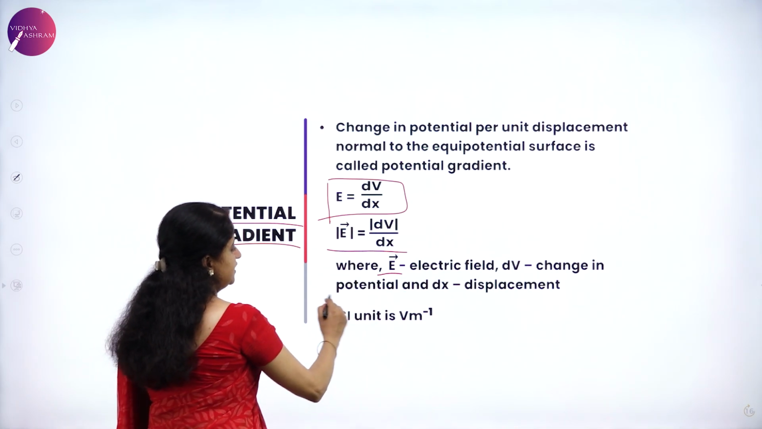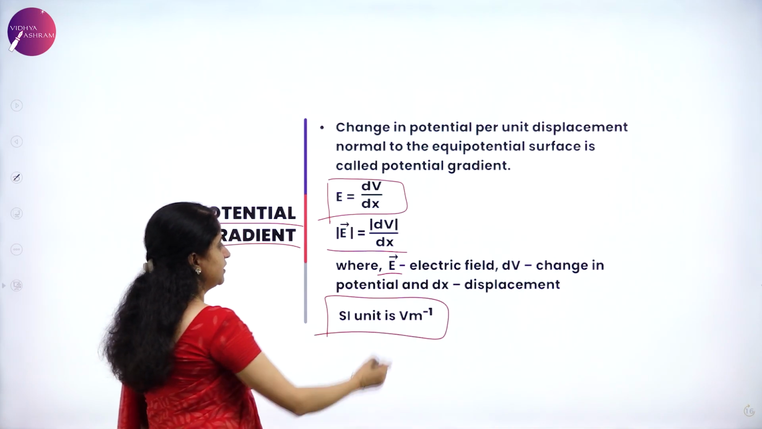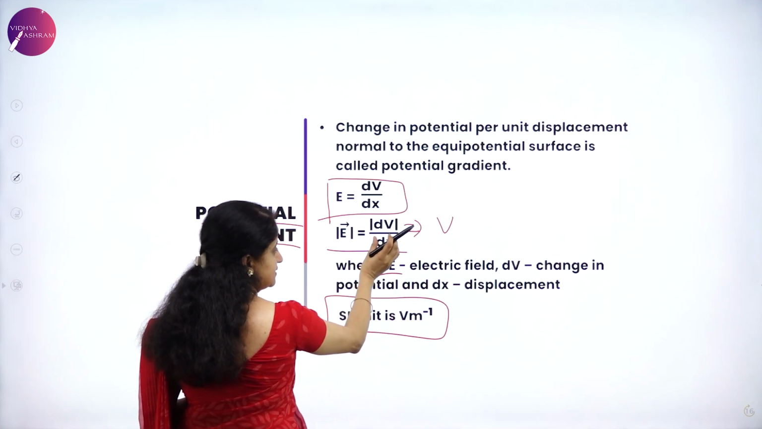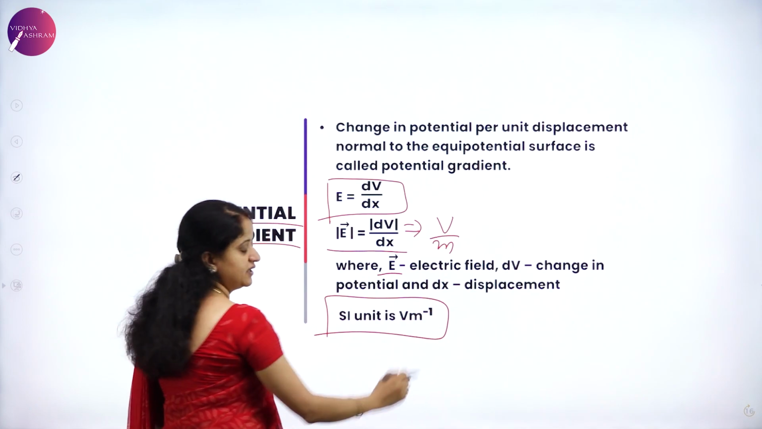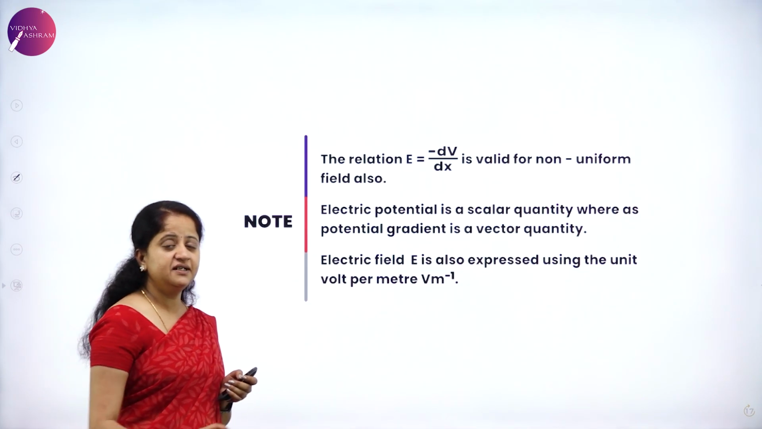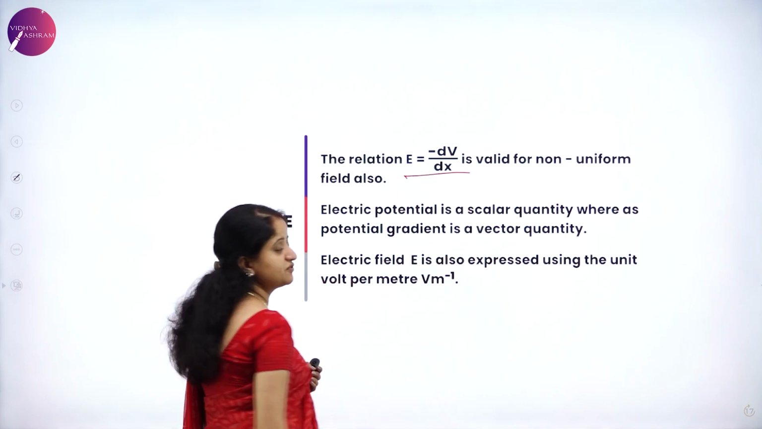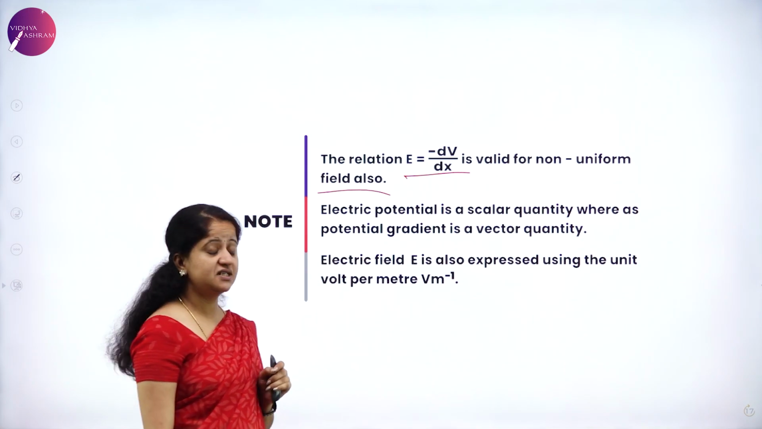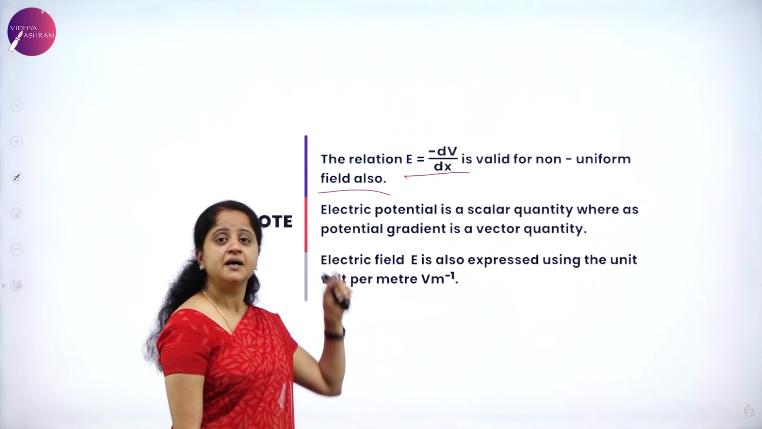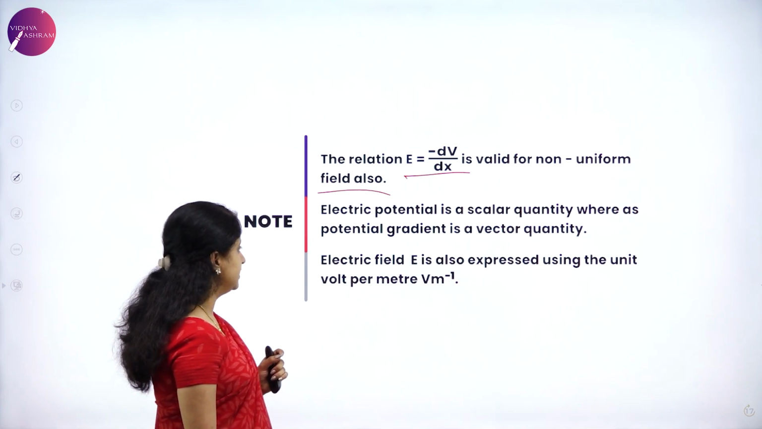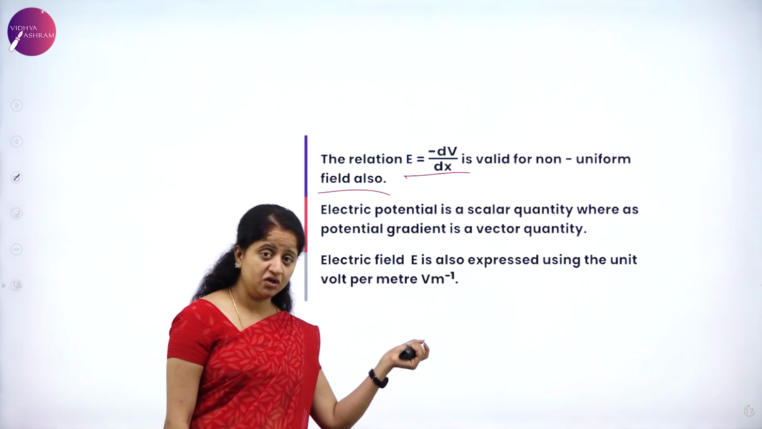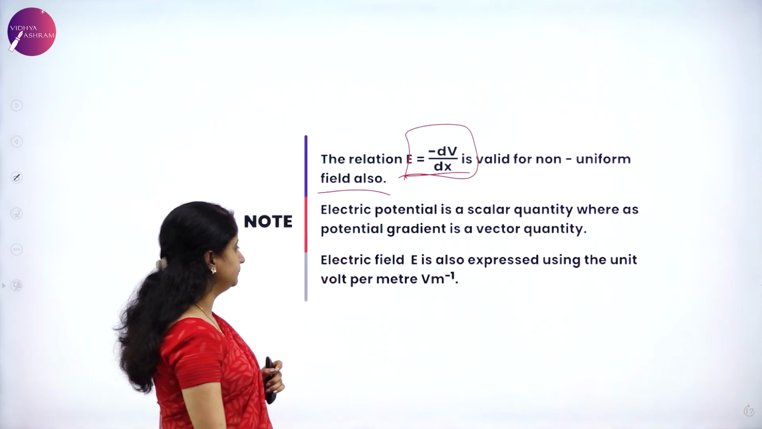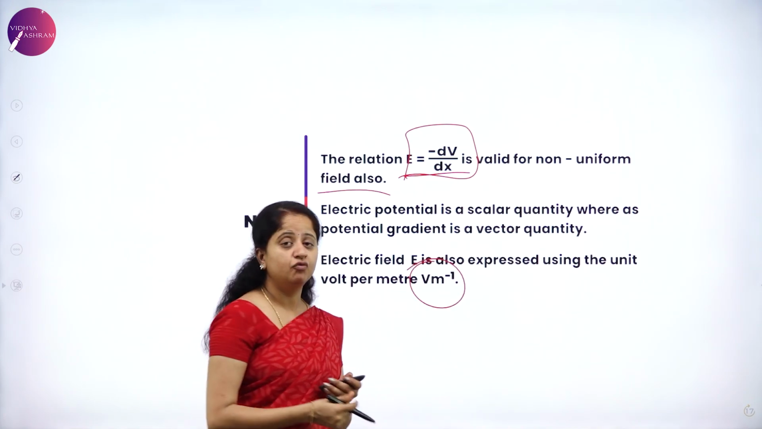The SI unit for this is volt per meter, because the SI unit of potential is volt and the unit of displacement is meter, so we get volt per meter. This relation E is equal to minus dV by dx is valid for non-uniform fields also. There is no condition that it is applicable only for uniform fields. Electric potential, as we all know, is a scalar quantity, but the potential gradient is always a vector, and its SI unit is volt per meter.